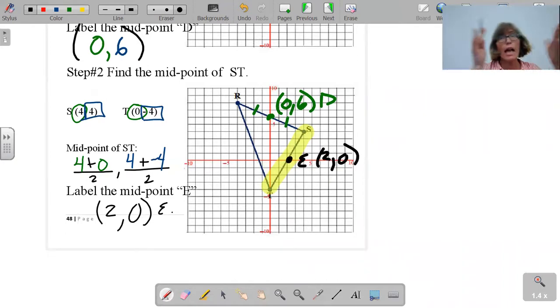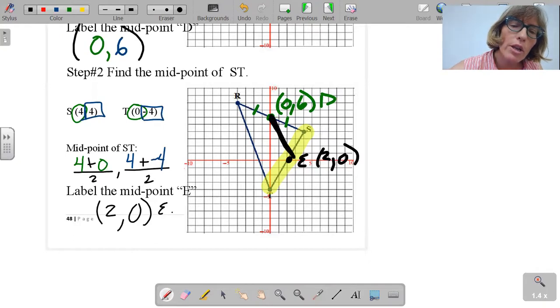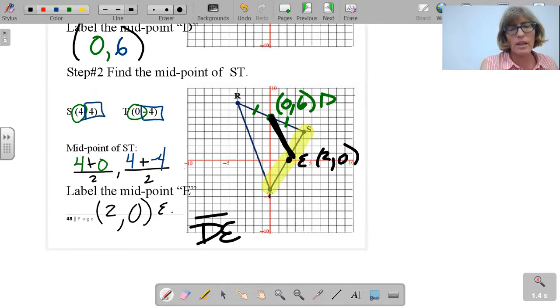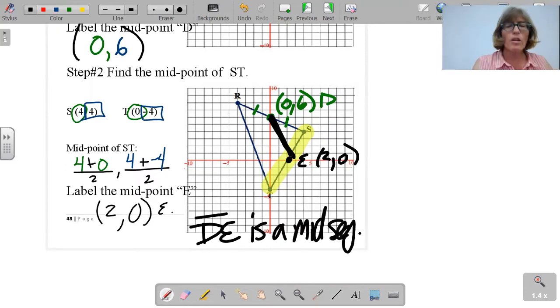But Miss Way, I can eyeball it. No. If I ask you to prove mathematically, you must show math to show the meaning of midpoints. So now you connect from here to here, and now you have proven mathematically that DE, the segment, is a mid-segment. Now we have to prove the two qualities, that it's parallel and that it's half of the third side.